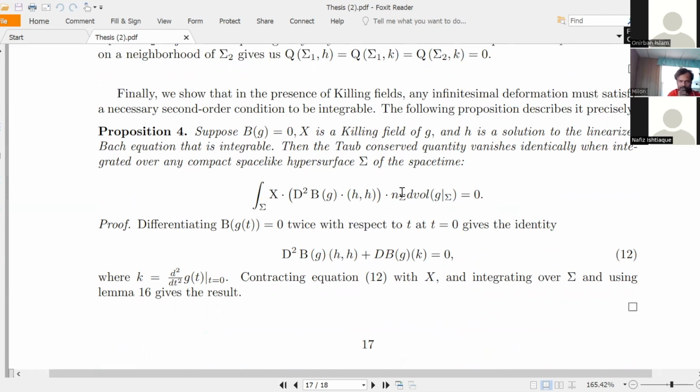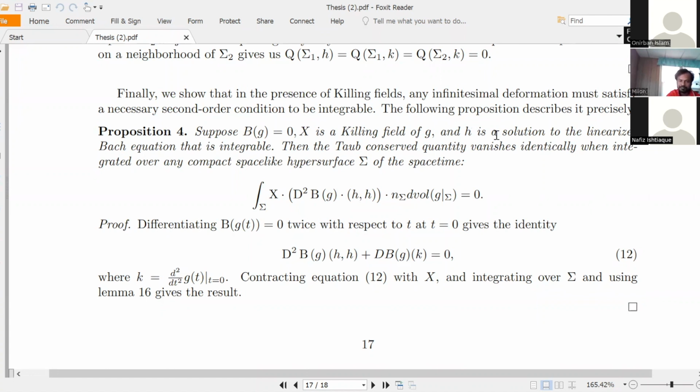This is one part of our dream result, which is: this is my Bach equation, and X is a Killing vector field. This is a restriction. Then H is a solution to the linearized Bach equation. So that basically means dB_g H is zero. And suppose H is integrable. Whenever I say H is integrable, very roughly speaking, that means H can be approximated to generate an actual solution to the Bach equation, very naively speaking. That's the meaning of integrable.